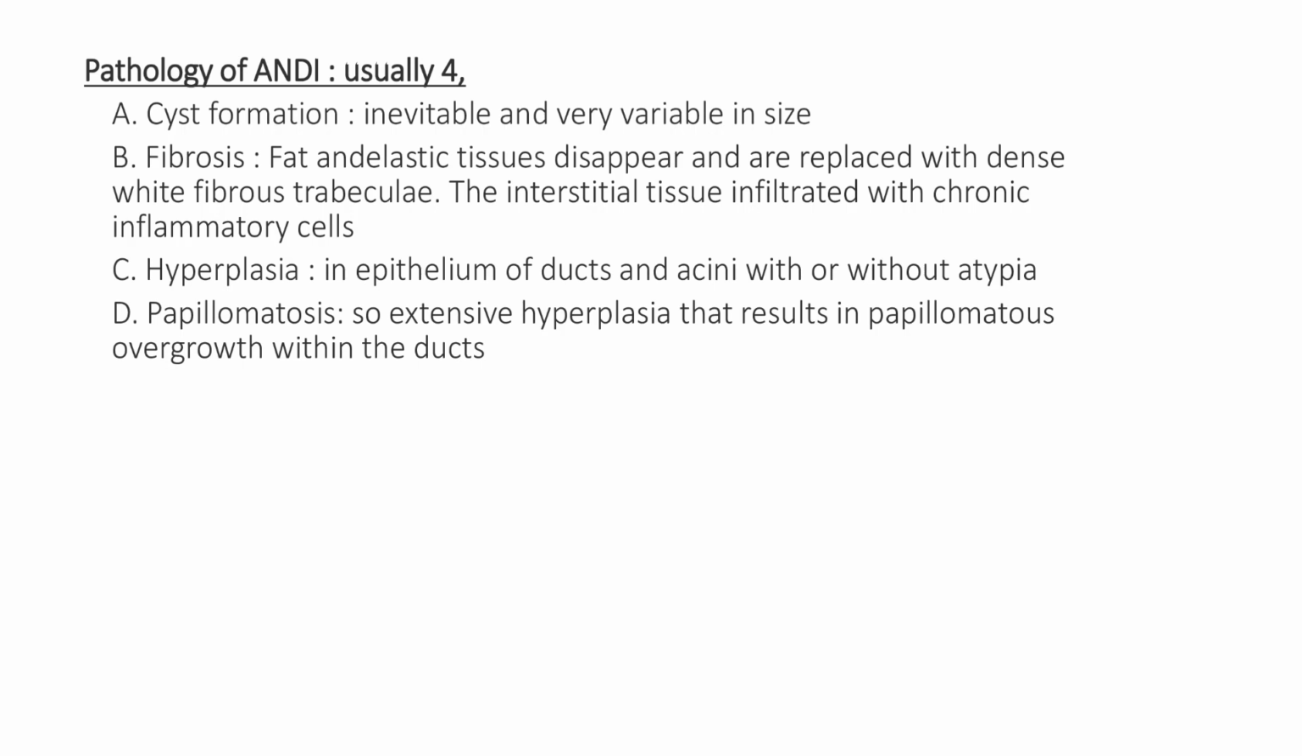Fibrosis: the fat tissue disappears and is replaced with dense white fibrous trabeculae. So the interstitial tissue is infiltrated with chronic inflammatory cells. So you get the fibrosis. Hyperplasia is in the epithelium of the ducts and acini, with or without atypia. Papillomatosis is so extensive hyperplasia that it results in papillary overgrowth within the ducts.